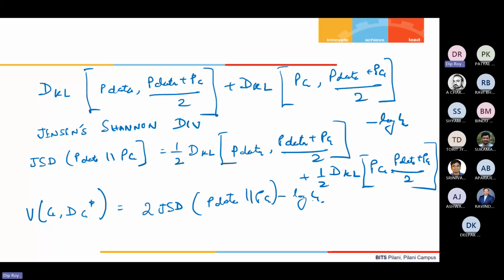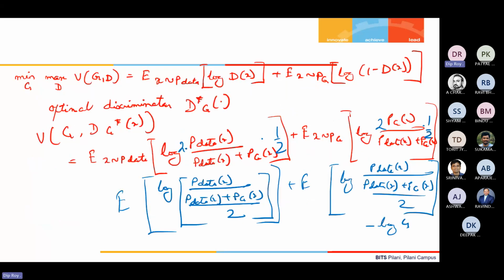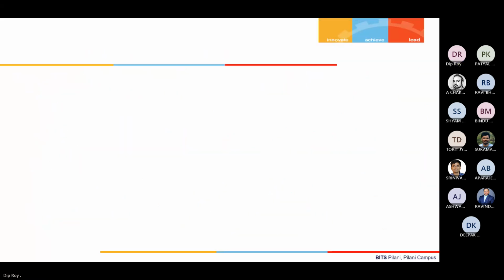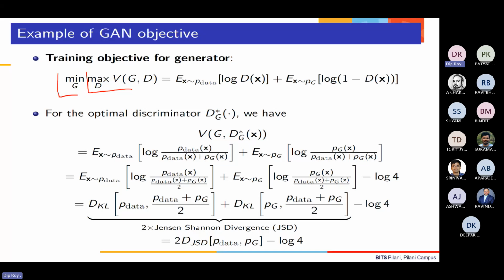And now you see an important thing here. What does it mean? It means that the JSD measures the similarity between two distributions, similar to KL. The only thing is that it is symmetric in nature. The value function becomes small, that is minus log of 4, only when the JSD is 0.